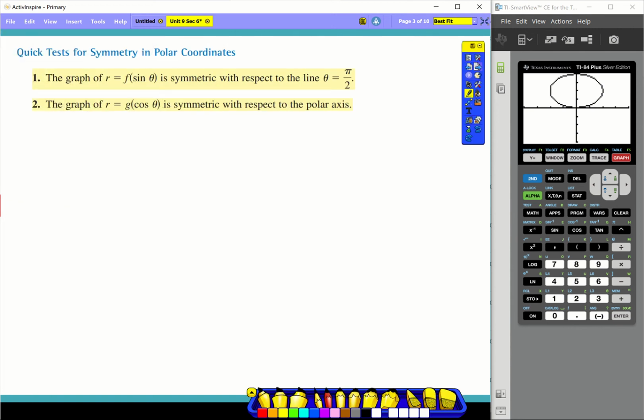Now, quick tests for symmetry in polar coordinates. So the graph of r equals f of sine of theta is symmetric with respect to the up and down axis. So the line theta equals pi over 2. So what we would normally know as the y. And this graph is symmetric with respect to the polar axis, what we would normally know as an x.